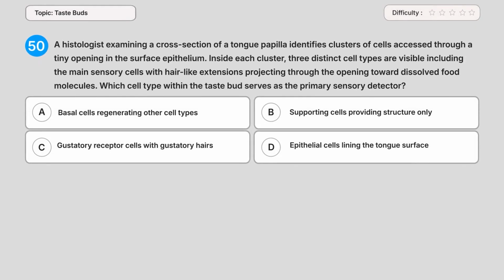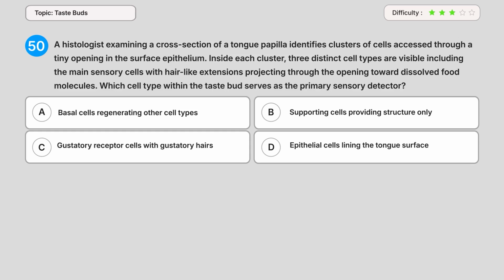50. A histologist examining a cross-section of a tongue papilla identifies clusters of cells accessed through a tiny opening in the surface epithelium. Inside each cluster, 3 distinct cell types are visible, including the main sensory cells with hair-like extensions projecting through the opening toward dissolved food molecules. Which cell type within the taste bud serves as the primary sensory detector?